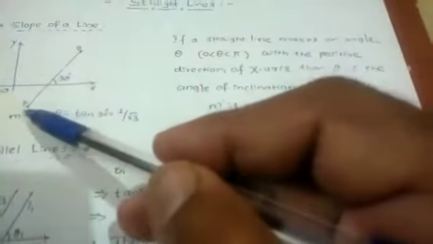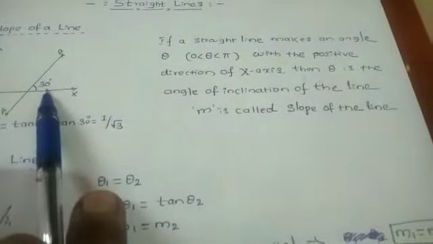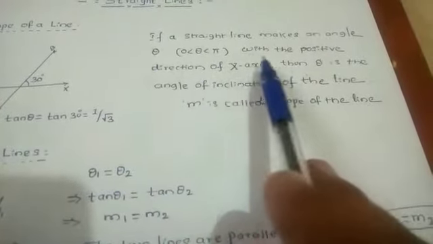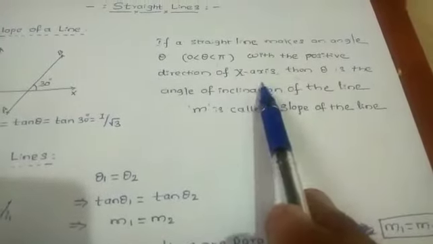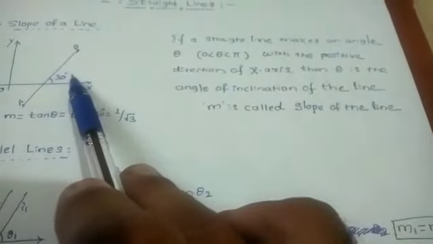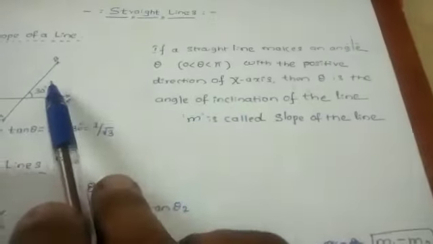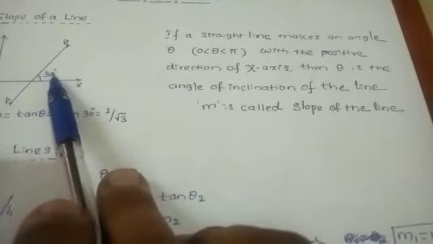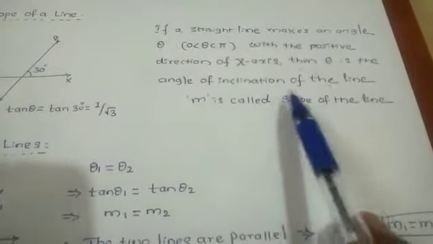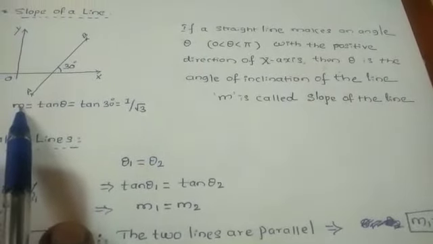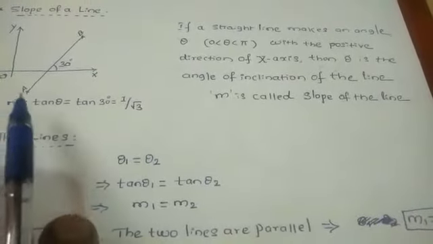Slope of a line. Here AB is a straight line which is inclined to the x-axis at an angle of 30 degrees. The straight line makes an angle theta, with theta between 0 and pi, with the positive direction of the x-axis. Here theta is 30 degrees. So theta is the angle of inclination of the line, and the slope of a line is represented as m equals tan theta.